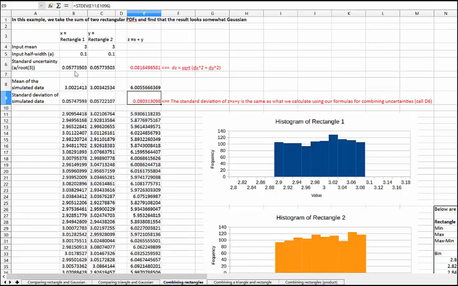So the standard uncertainties are 0.058. There's two of them. If we use our standard uncertainty propagation equation, we get that the uncertainty in z would be the square root of the sum of the squares of the uncertainties, so dx squared plus dy squared, square root of that gives us dz, right? So that's if we calculate it just from the standard uncertainties over here. That's what we calculate here. Or we simulate some rectangular data and calculate the standard deviation of those two.